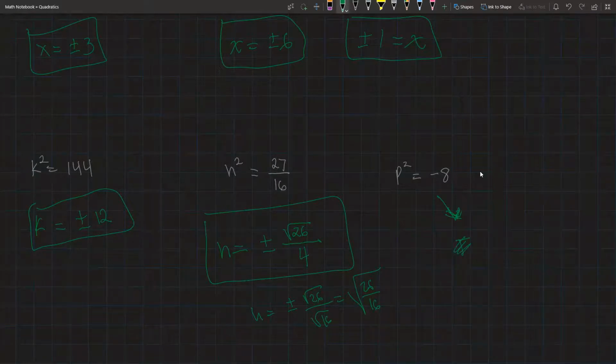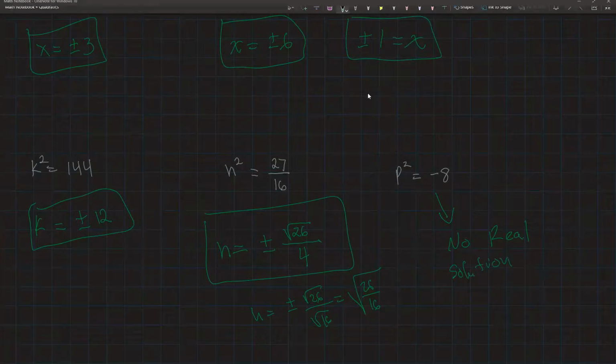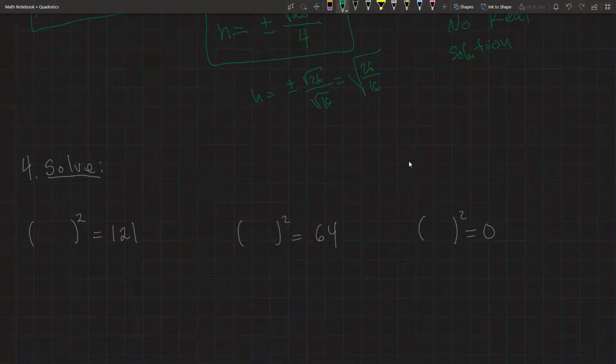Let's just reset. Give you a little more thinking time though, it's all right. So we say that there is no real solution. And if you're still wondering what that means, no real numbers can satisfy this equation. No real solution.